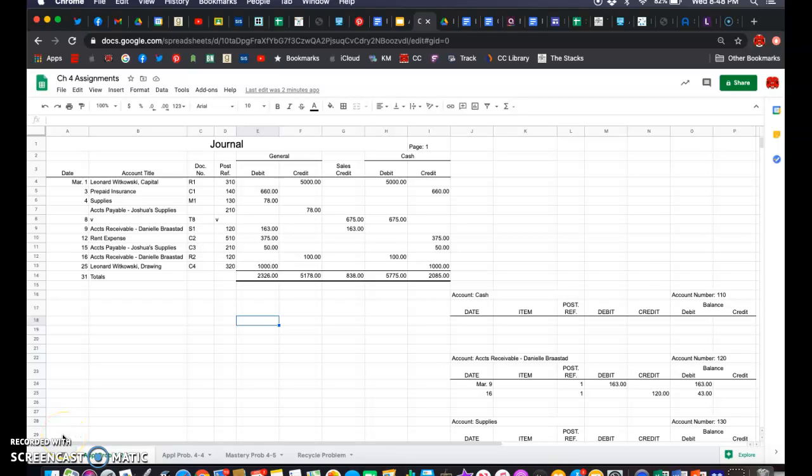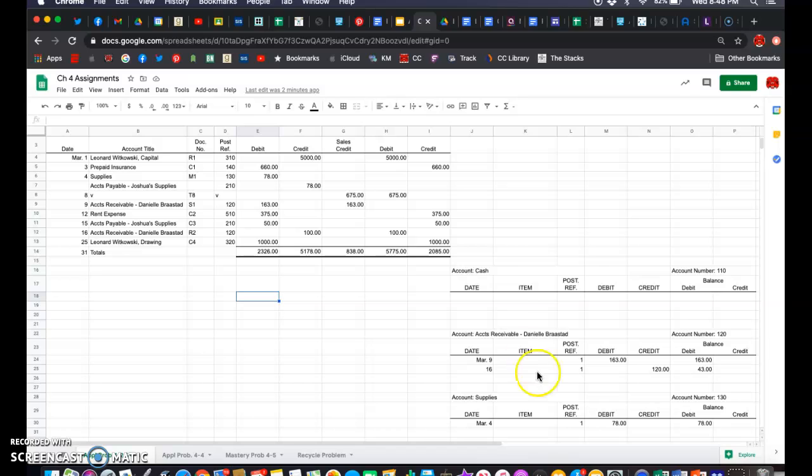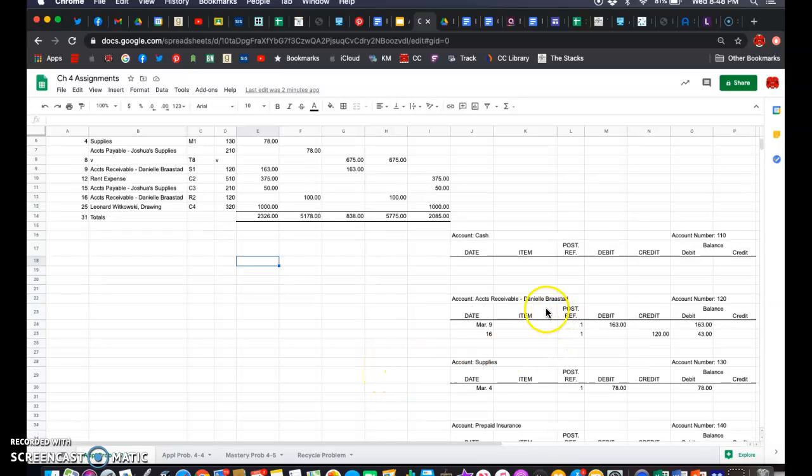Okay, so we just talked about posting, taking our information from the journal and putting it into our general ledger accounts. Each account has its own ledger sheet, and we're keeping track of all the transactions that took place in each account. I can see that there are two transactions here in accounts receivable, Danielle Brastad. And then I can also look over here at her balance.